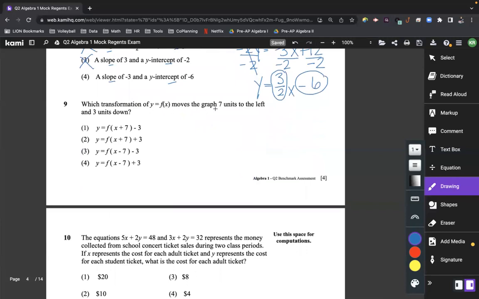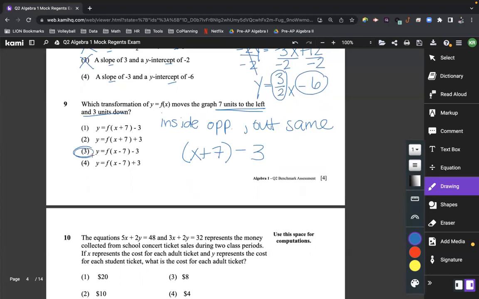Which transformation of f of x moves the graph 7 units to the left and 3 units down? You guys forgot the mantra: inside, opposite; outside, same. So if I'm graphing 7 units to the left, that means that I have to be adding 7. And if I'm going 3 units down, that means I have to be subtracting 3. So the answer choice in this case was 3. Oh, whoa, it's not 3. The answer is 1. Plus 7 minus 3. Yep.